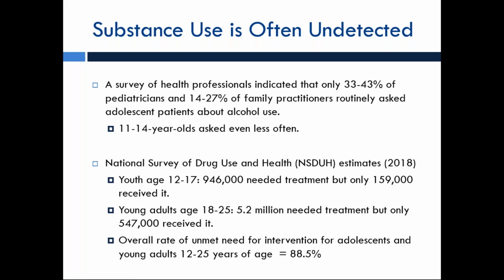Then there's also the issue of unmet treatment need. Based on national household survey data, it is estimated that only about 12% of youth who need treatment receive it. So SBIRT is a model that really tries to reverse these 2 trends that are unfortunately not promoting health and well-being of young people.